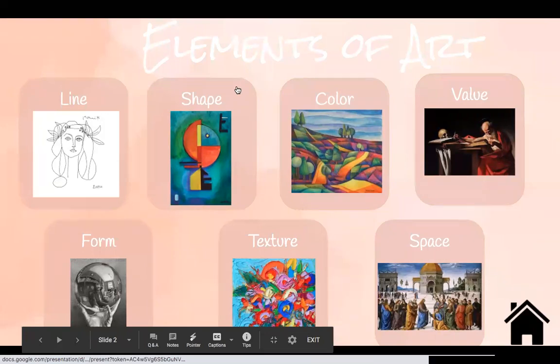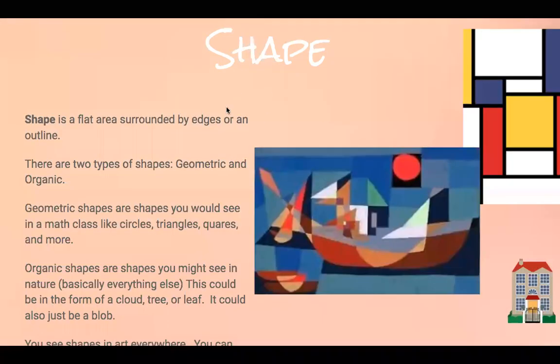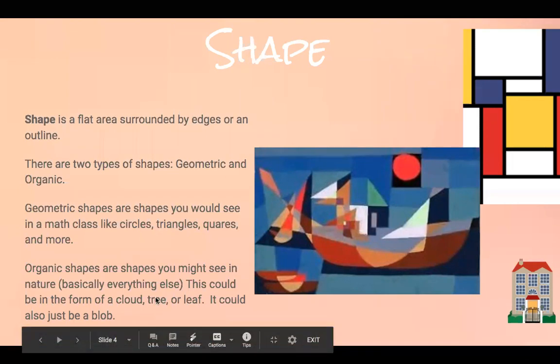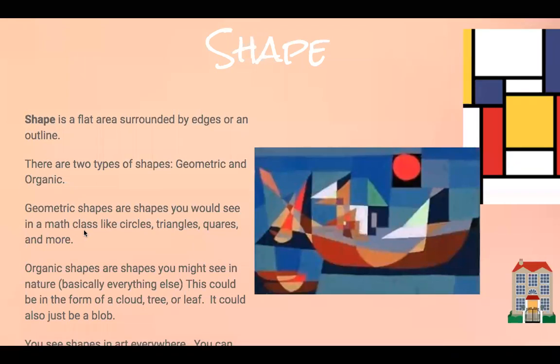About shape, you're going to click on this button. You won't click on it. A shape is a flat area surrounded by an edge or an outline. There are 2 different types of shapes. There are geometric and then organic. Geometric shapes are the shapes that you would see in a math class. Organic shapes are things that you might see in nature or basically everything else. It could be a cloud or a blob. It could be a plant. It is something that is not mathematical.